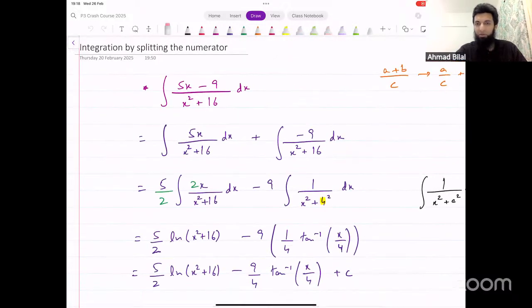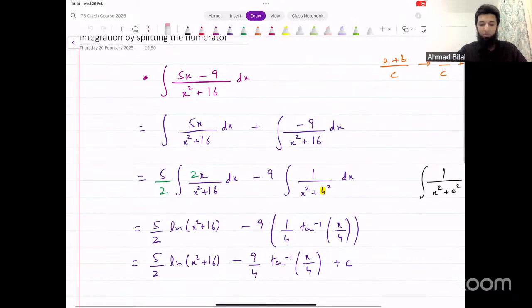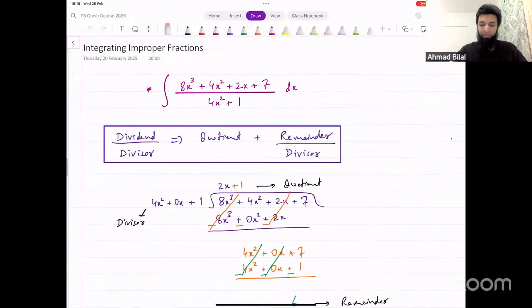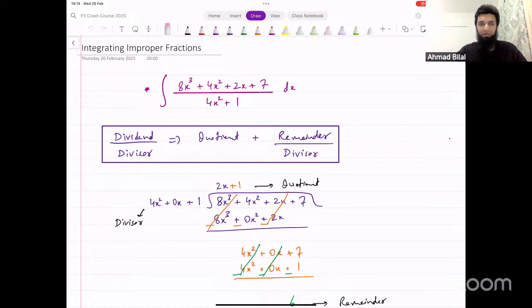Sometimes you have multiple terms in the numerator. You can split them and convert them to multiple fractions, and then integrate those fractions individually using one of the other rules. Improper fractions, for this you use quotient plus remainder over divisor, right?